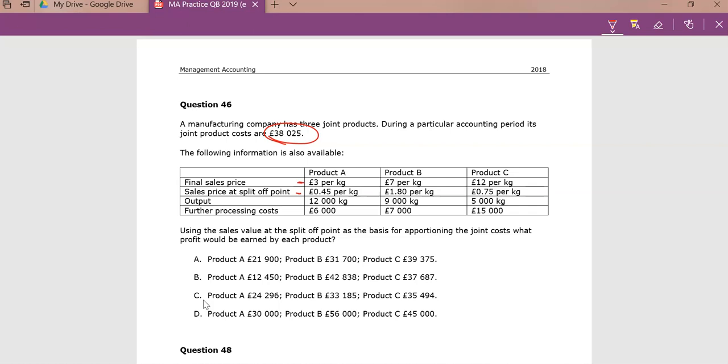So let's look at what's going on here. It's telling us that, using the sales value at the split-off point as the basis for apportioning the joint cost, which we did in question 45, what would be the profit earned by each product? So they want us to actually finish each process. Just because of time, I'm just going to do product A, but you'll see the same thing applies to product B and C, because they're all very different answers, which is very good. So once you get one, you've kind of got the rest.